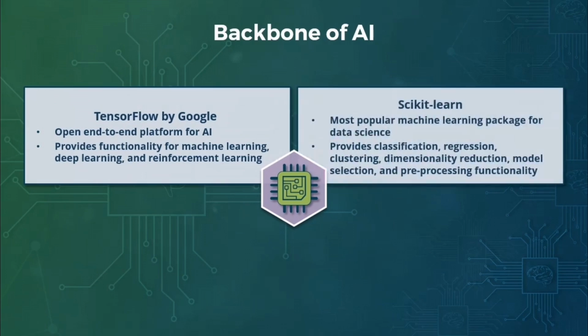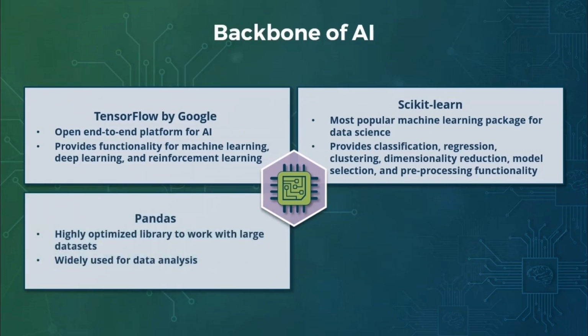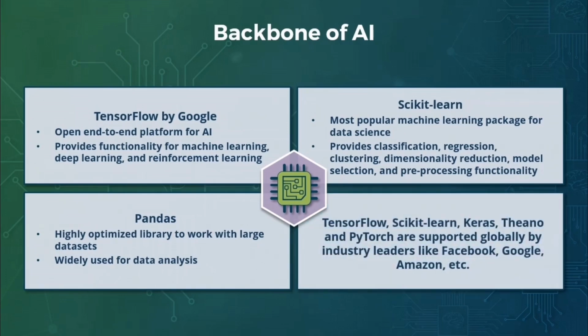The next one is scikit-learn. This is one of the most popular machine learning packages available for data science. It has wide coverage for all types of ML models like classification, regression, clustering, and pre-processing functionality built by the Python community. Pandas, which stands for Python Data Analysis Library, provides a fast, flexible, and expressive data analysis and manipulation tool. TensorFlow, scikit-learn, Keras, Theano, and PyTorch are all supported globally by industry leaders like Facebook, Google, Amazon, etc.